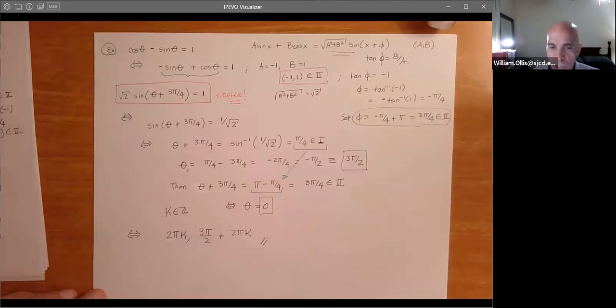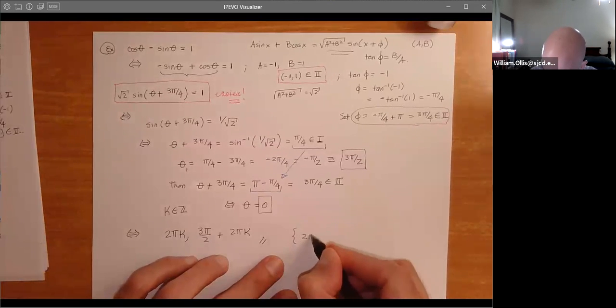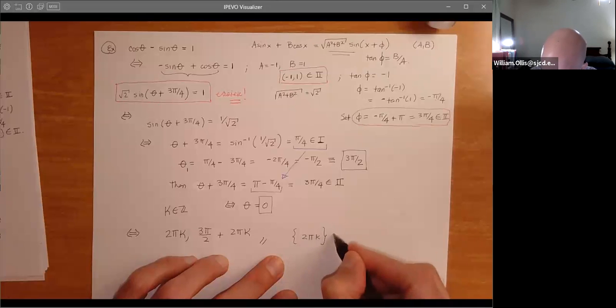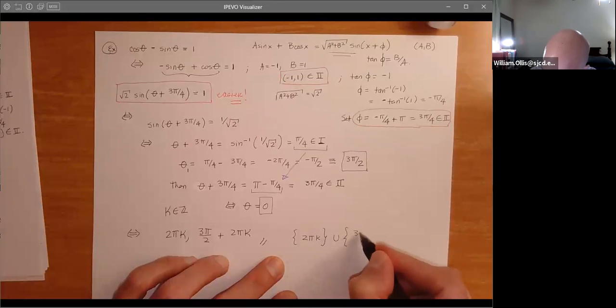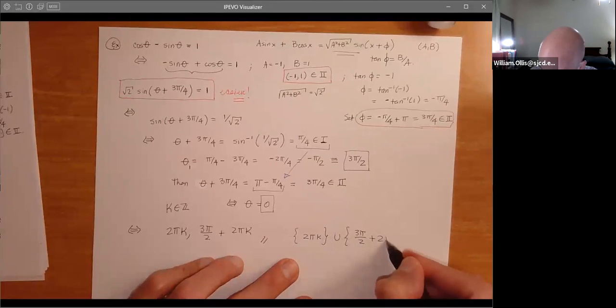So what's interesting about this is, if you like, you can think of these as curly braces. It's another way to think about it. But I know a lot of times you just have to write your solution separated with a comma like that.